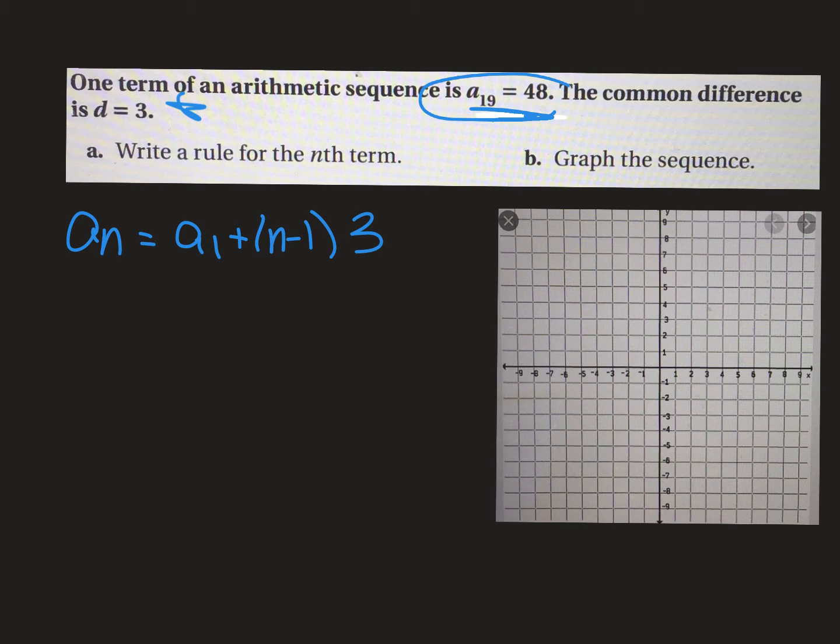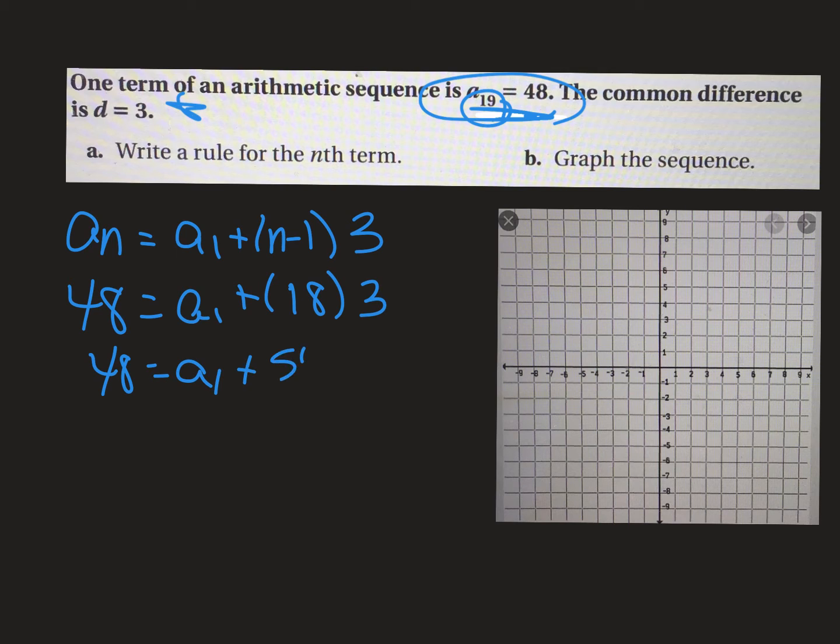So here's what I know. Because the 19th term is 48, I can put 48 over here and put 19 in for n to figure out what the first term is. 19 minus 1 is 18. That 18 is there because of that 19 minus 1. If you do 18 times 3, you get 54. If you move the 54 over, it's negative 6. That's the first term. The first term is negative 6. So my rule is going to be negative 6, which is the first term, plus n minus 1 times d, which is 3.